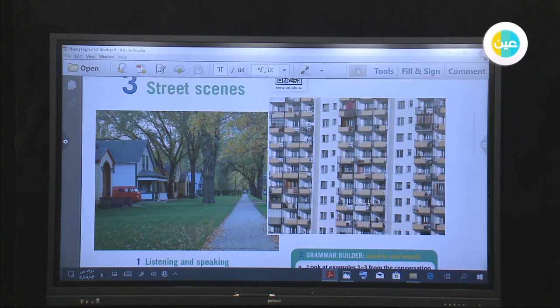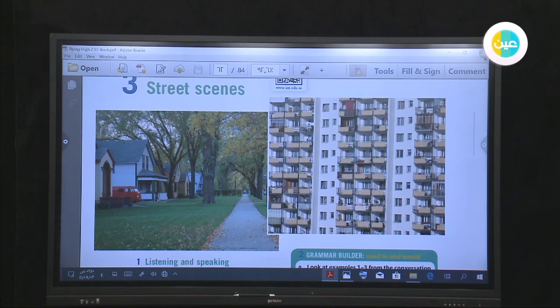Compare the two scenes above. Here we have two scenes from streets. Compare between the two photographs. What are the similarities and the differences between them? Here we have two photographs. They are taken from streets.